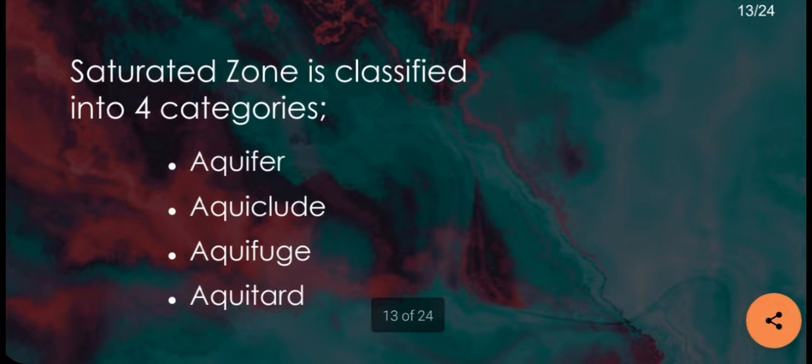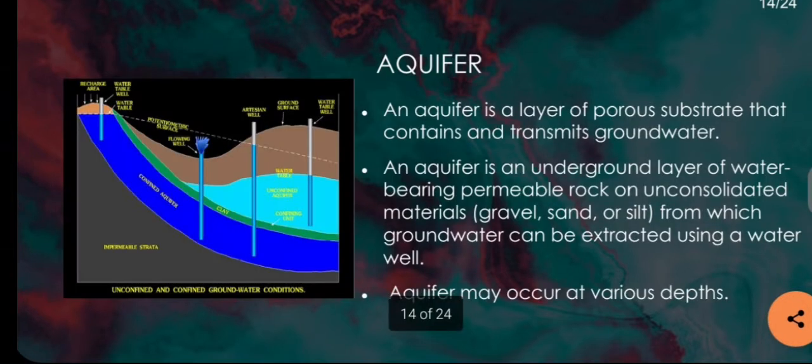So the first one is aquifer. An aquifer is a layer of porous substrates that contain and transmit groundwater. An aquifer is an underground layer of water-bearing, permeable rock or unconsolidated materials such as gravel, sands, or silts, from which groundwater can be extracted using a water well. Aquifers may occur at various depths.